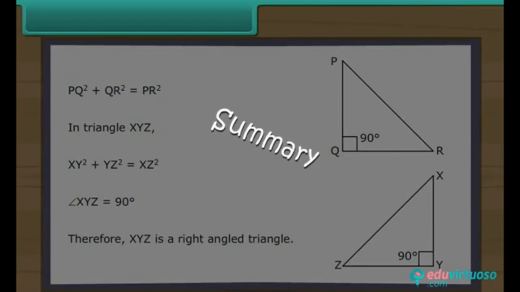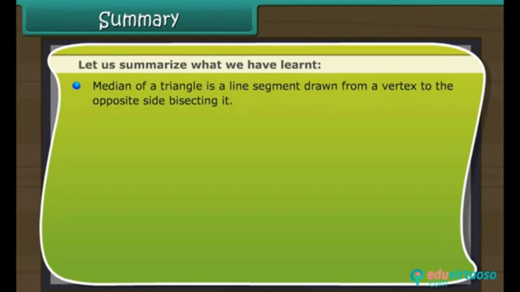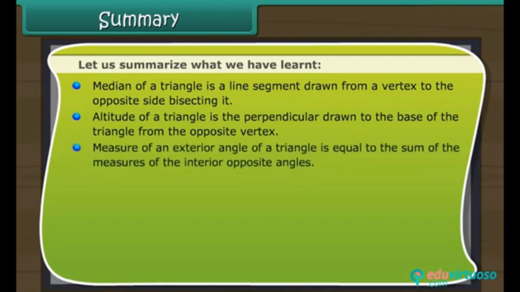Summary. Let us summarize what we have learned. Median of a triangle is a line segment drawn from a vertex to the opposite side bisecting it. Altitude of a triangle is the perpendicular drawn to the base of the triangle from the opposite vertex. Measure of an exterior angle of a triangle is equal to the sum of the measures of the interior opposite angles. The sum of the three angles of a triangle is 180 degrees.